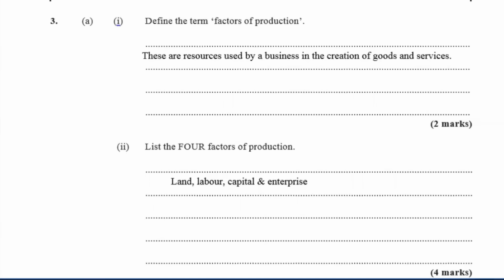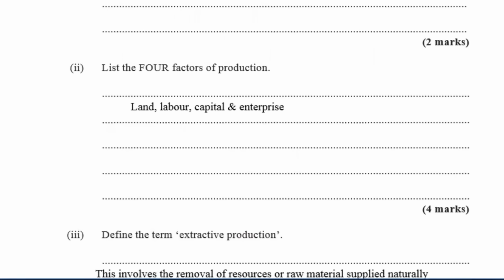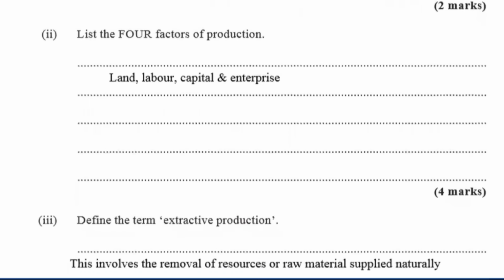No business can be in operation, right? So they are needed for the business to be productive. Okay? 4 factors of production. Remember, land, labor, capital, and enterprise. Remember those. And in this case, you just need to list them, 1 mark each, and you're good to go.